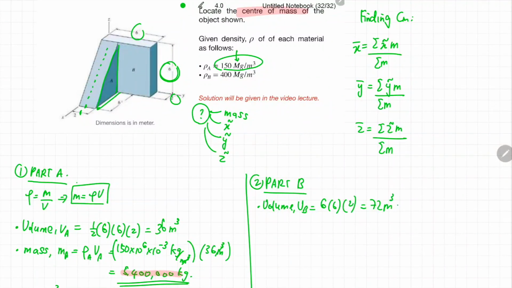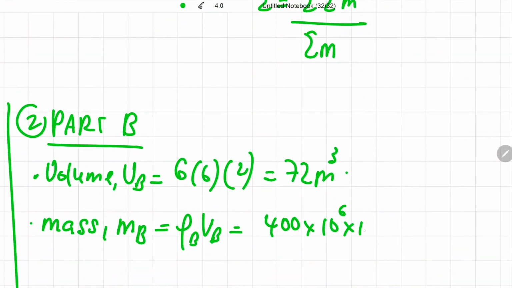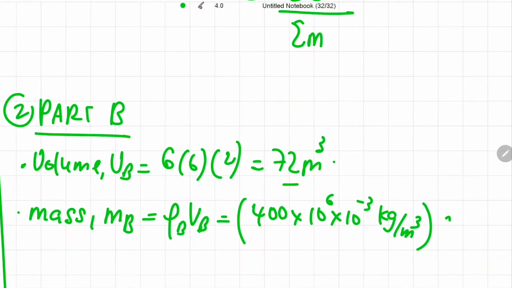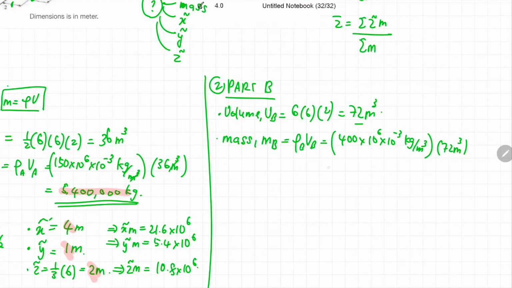Okay, so from this volume, you can then calculate the mass of block B. So it will be equivalent to density of block B multiplied with the volume of block B. So given that the density of block B is 400 megagram per meter cube. Same as the previous step, you have to convert the megagram into an equivalent kilogram. So multiply by 10 to the power of 6, multiply by 10 to the power of negative 3, and then you can multiply with the volume of block B, 72 meter cube. So we will get a corresponding mass of block B to be 28.8 times 10 to the power of 6 kilogram.